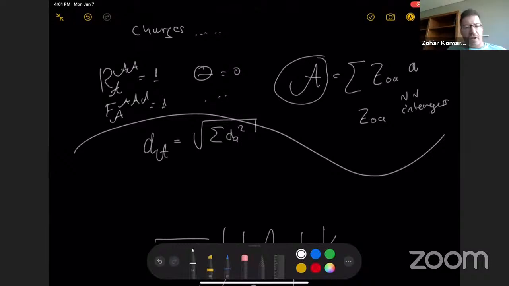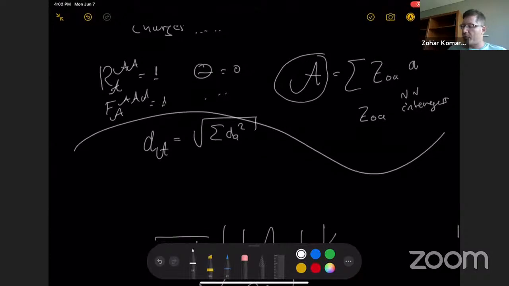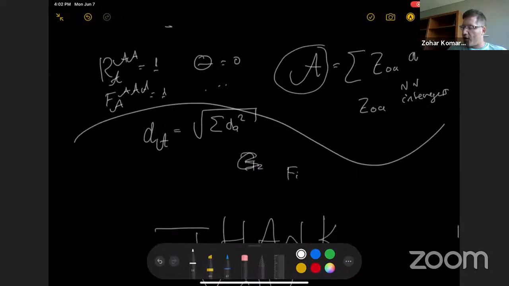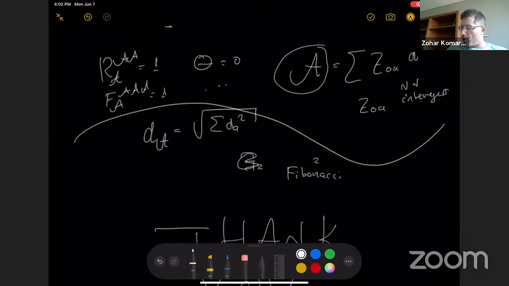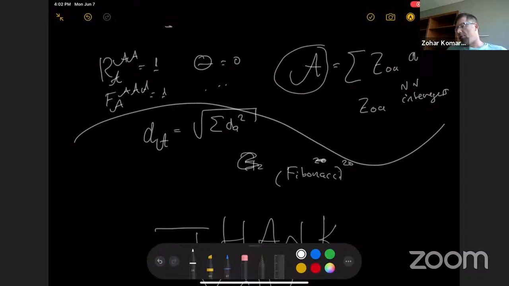But typically finding such an anyon is extremely difficult. Let me give you an example. Take G2, take the Fibonacci anyon. The Fibonacci anyons have a non-zero chiral central charge, but if you raise them to the power 20, they have a zero chiral central charge mod 8. And it's extremely difficult practically to ask if such an algebra anyon exists.